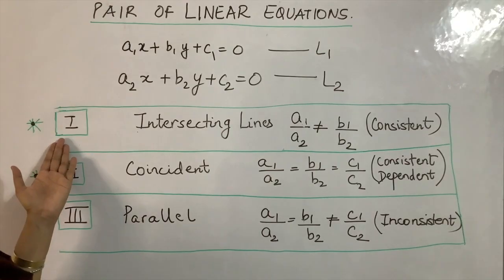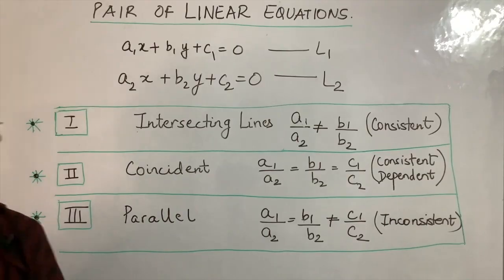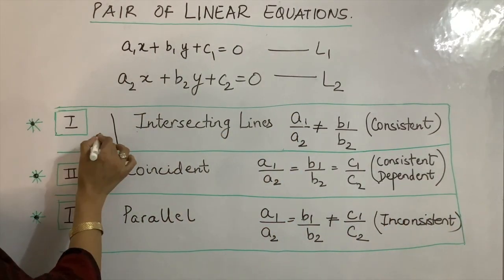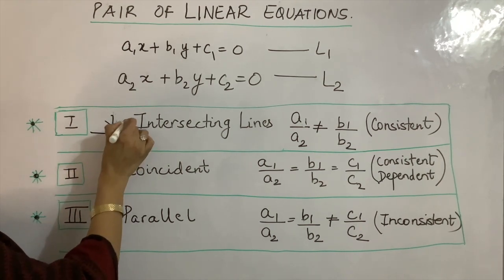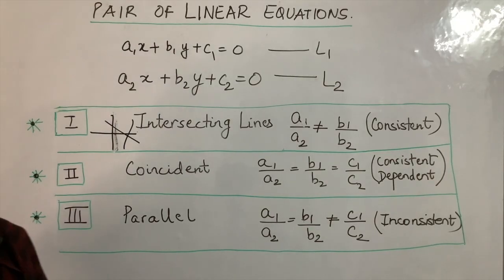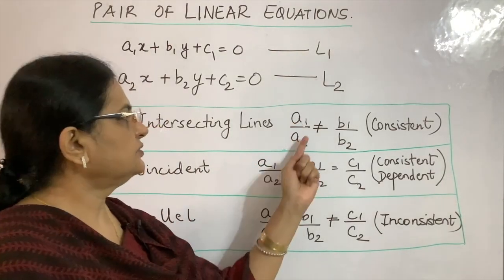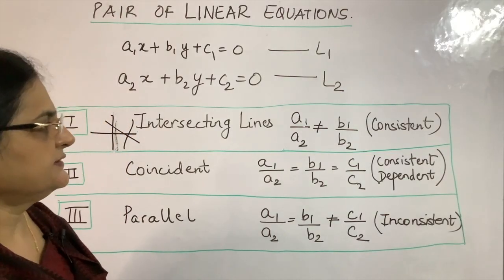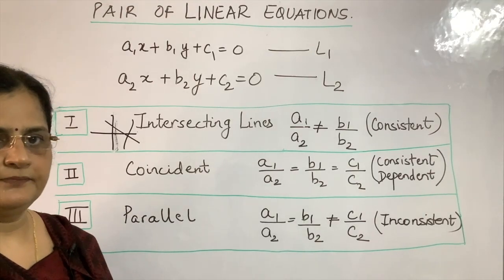So the first case that arises is intersecting lines. That means if I draw here a graph like this, the two lines will intersect each other. This is what we mean by intersecting lines. So find out the ratio a1 upon a2; if it is not equal to b1 upon b2, then the lines are said to be consistent, or they will have a unique solution.